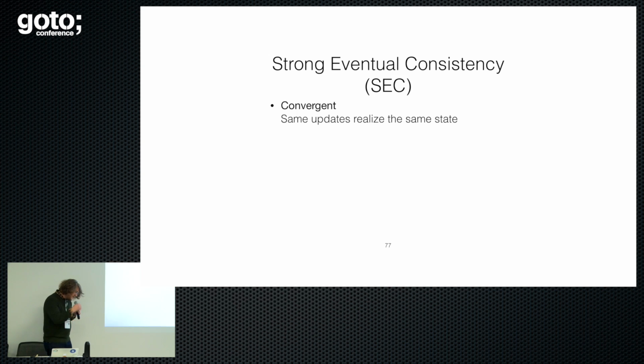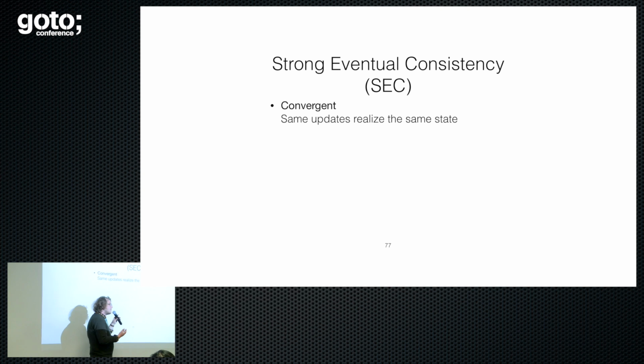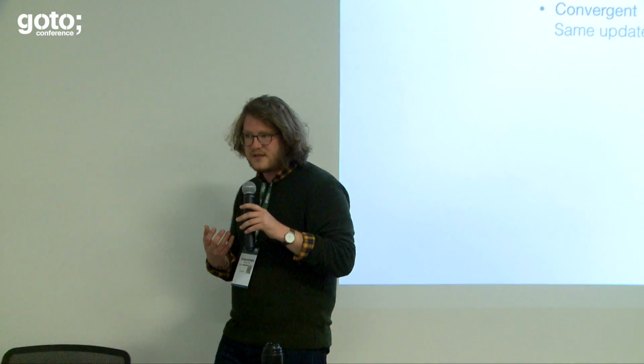To resolve this, the area of research that my colleagues and I work on is called strong eventual consistency. This is a combination of a convergence property, which is strong, and a consistency model, which is weak. What this says is that as long as all of the machines in the system observe the same set of updates, regardless of order, they'll all converge to the same result.